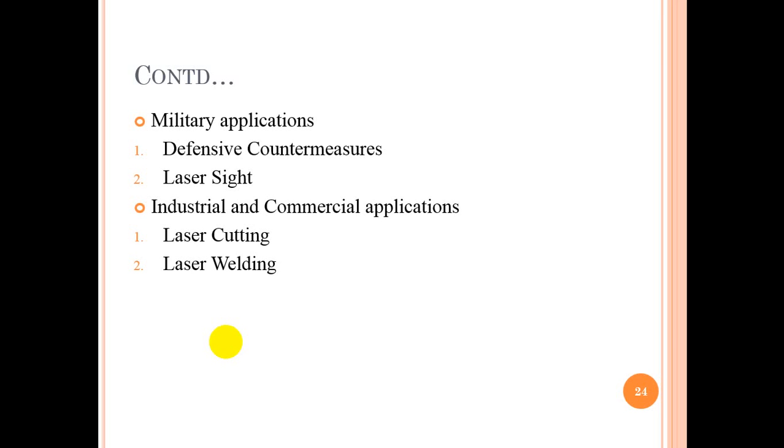Now, industrial and commercial applications. Number one, laser cutting. Laser cutting is a technology that uses a laser to cut materials and is typically used for industrial manufacturing applications, but it is also starting to be used by schools, small businesses, and hobbyists. Number two, laser welding. Laser beam welding, also known as LBW, is a welding technique used to join multiple pieces of metal through the use of a laser.